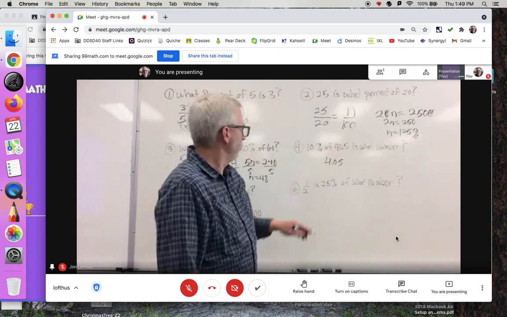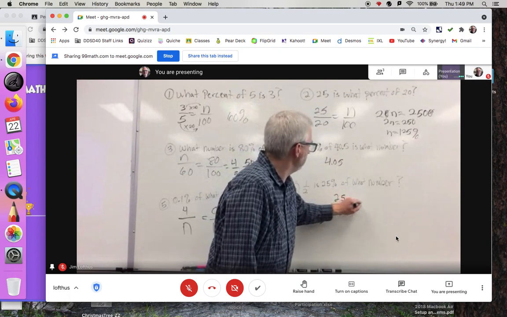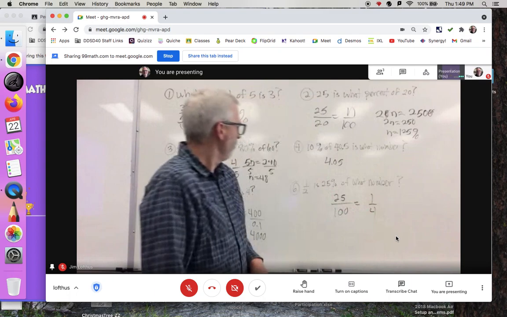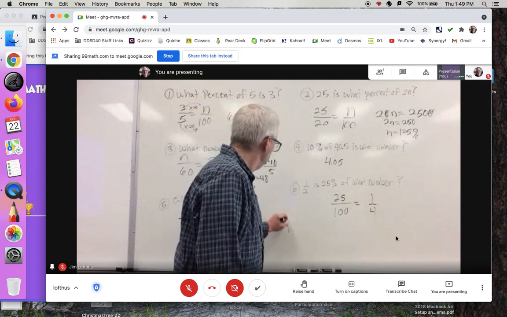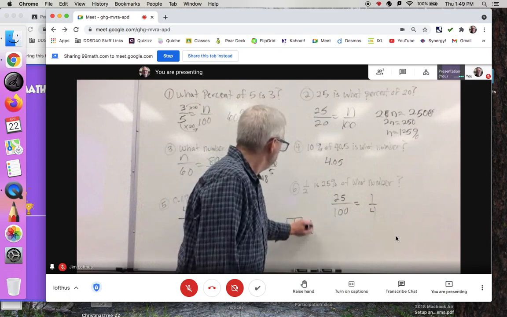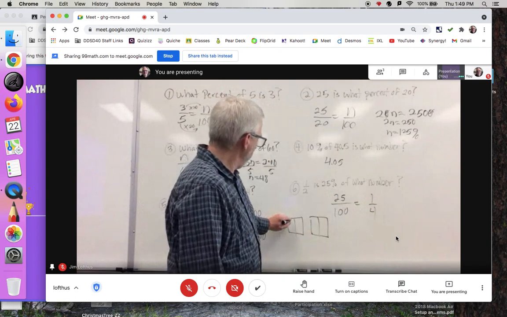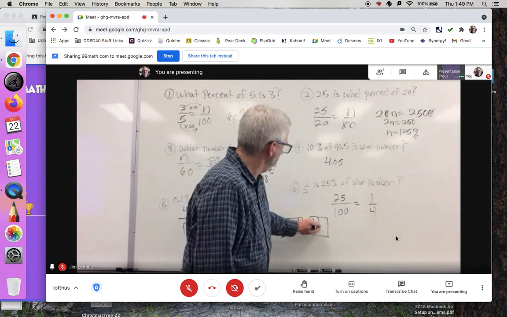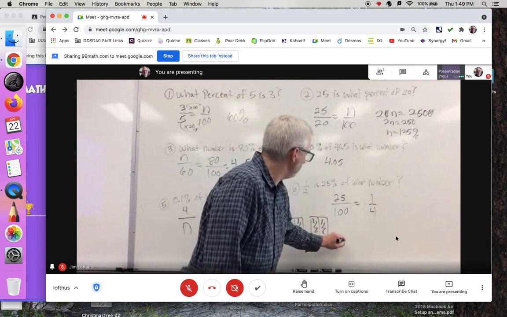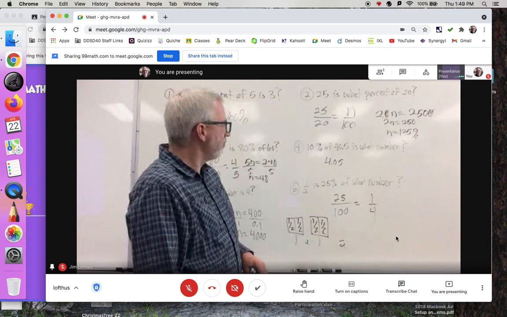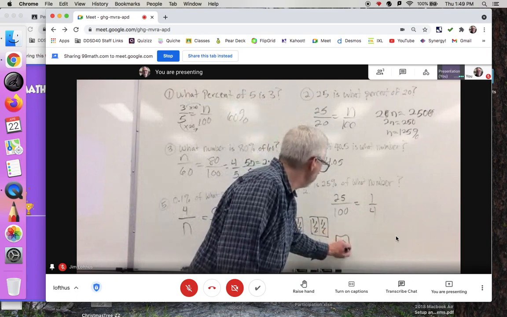Half is 25% of what number? So we put 25 over 100. That simplifies to 1/4, and we're just thinking 1/2 is 1/4 of what? So if we have halves, and we see a half right here, and a half right here, and a half right here, and there's 4 parts. That's 1 whole, that's 1 whole, so it's 2. Half is 1/4 of 2, or 25% of 2.